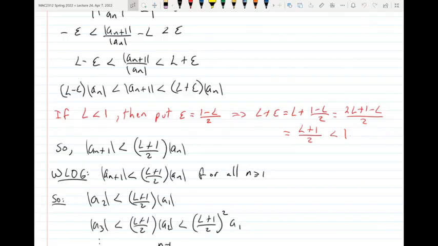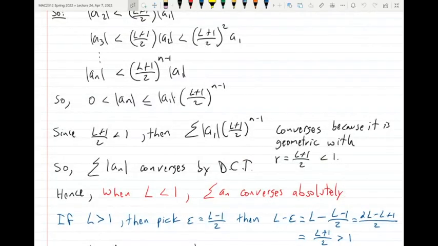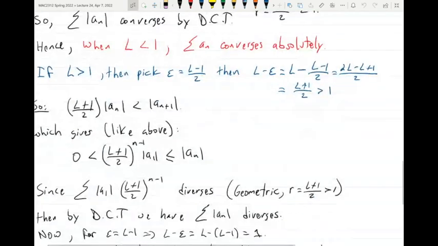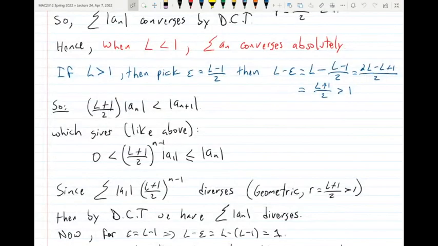That's why 1 is so important, because 1 is going to be the ratio. So we can bound our series from above with a geometric series. If this is less than 1, then this converges, therefore that one converges. And we also have a bound from below with a geometric series. So if this is bigger than 1, then this diverges, therefore this diverges. That's the gist of the core of what's happening inside this ratio test.